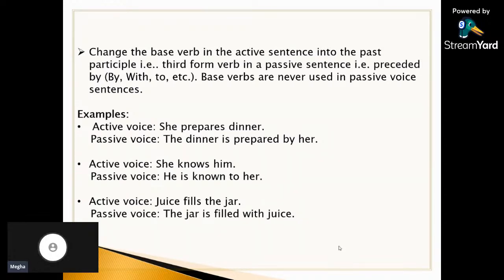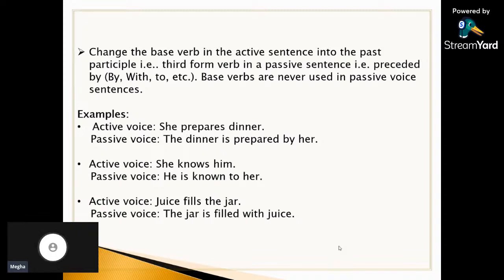You can see how the object and the subject position has been interchanged also. Still the tense has also been changed. See one more example: She knows him, he is known to her. See how the usage of these base verbs, third form verbs, by, with, to, etc. are being used here, correct?